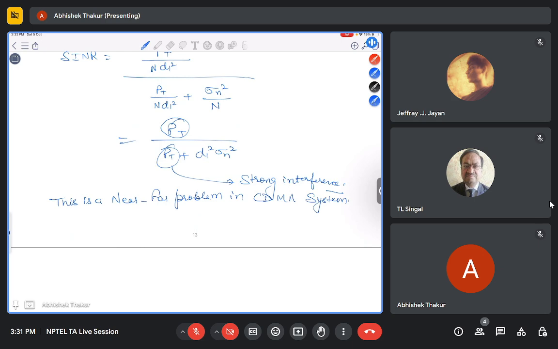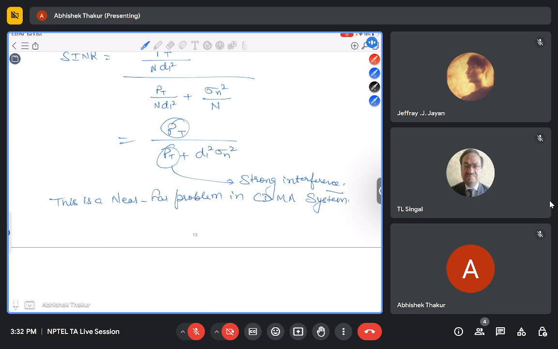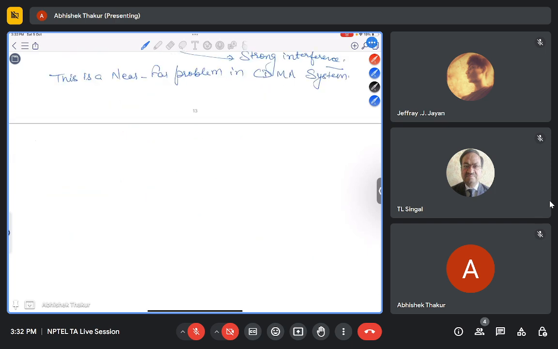To overcome this, the power transmitted to the different users has to be regulated in the CDMA system. Lower power has to be transmitted to the user closer to the base station, such as user 1 in the previous example, and higher power should be transmitted to the user which is farther away, that is user 0. This is termed as power control in CDMA system.